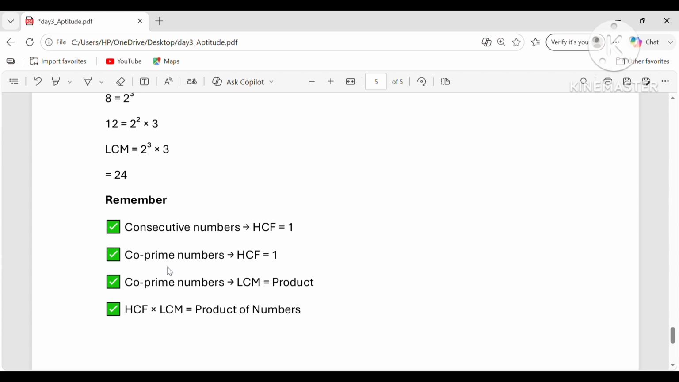Now it's your turn. Find the HCF and LCM of 36 and 48 and comment your answer below.